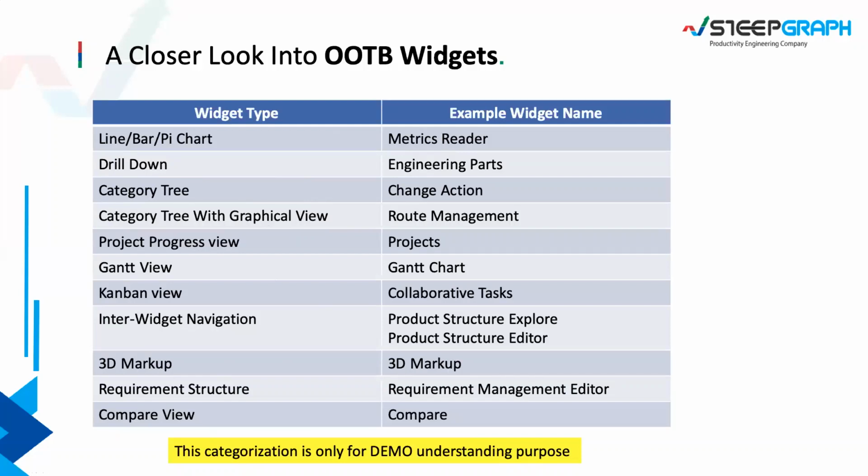Then the category tree, like UI 3, whatever we have in the older version of Innovia, how it is replaced in the 3D dashboard. So those kinds of things we'll be seeing, and some graphical view for the routes, project progress view, Gantt view, Kanban view, inter-widget navigation between the two widgets, how the communication is happening, 3D markups, requirement structure, and the comparative. So these are the varieties which we are going to pick today, and we will see how it is available in 3D Experience today.